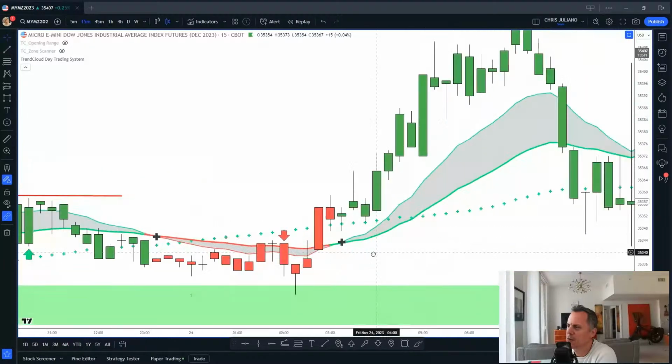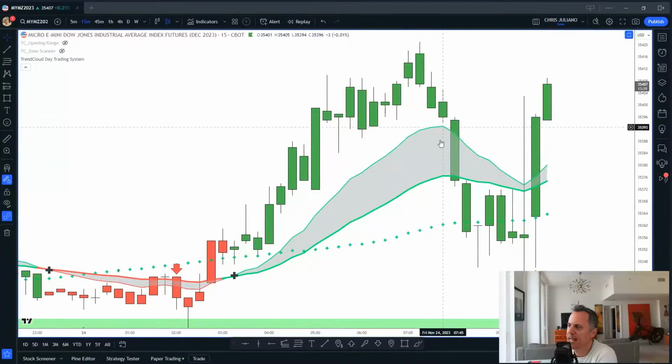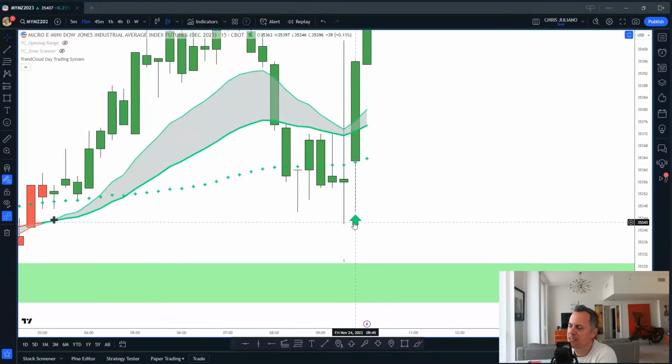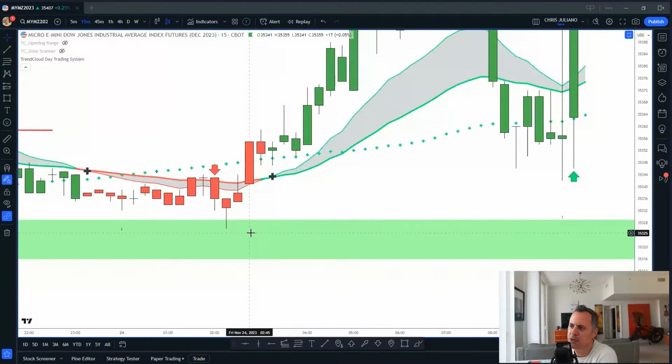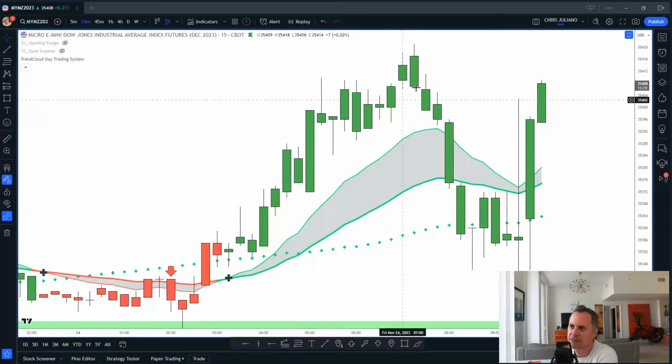You got them here. Here's the big move that happened. Here's the signal. Now the signal caught up. You see all that lag? This will always outperform any kind of indicator.